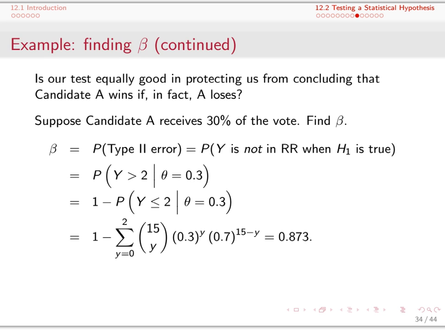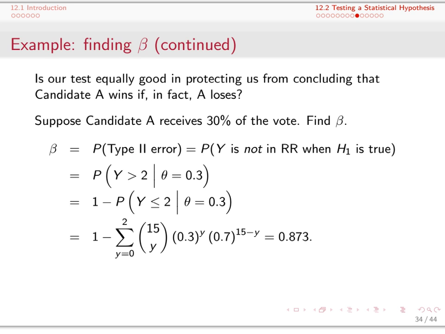And in this case, remember, our alternative hypothesis stated that theta was strictly less than 0.5, but in order to compute this probability, we need to know the true value, and in this case, we're going to say that the true value of theta is 0.3. So we're looking for the probability that y is greater than 2, because that's not in the rejection region, given that theta is equal to 0.3.